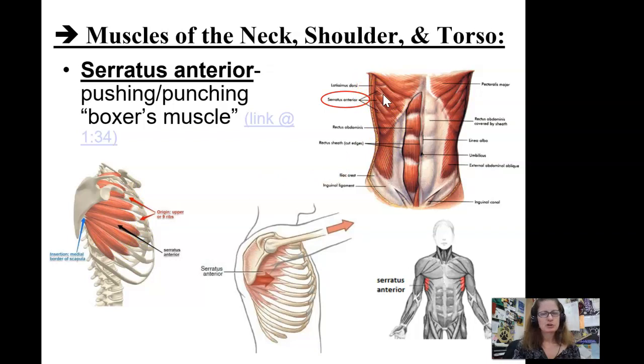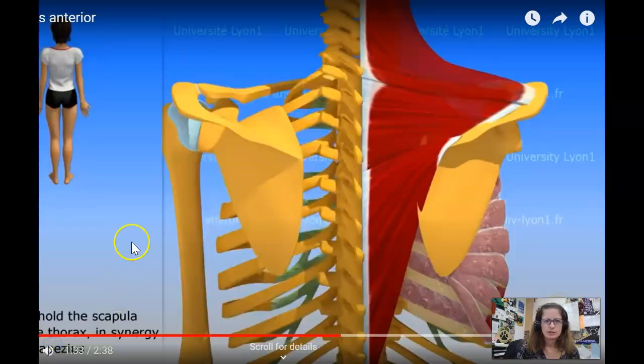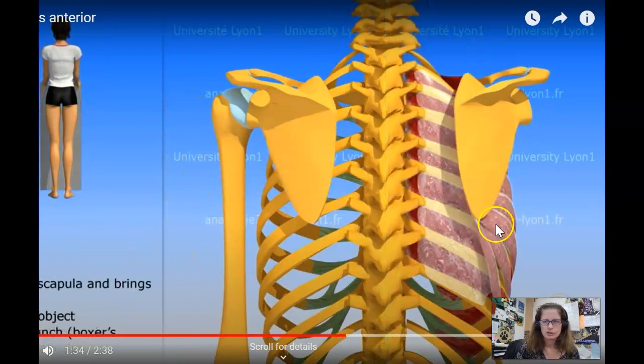So the serratus anterior muscles are attached to your scapula, and they are causing you to be able to push forward. So they're going to pull your scapula in a forward direction. So let me show you what that looks like. Okay, so here we go. Let's watch these guys over here.